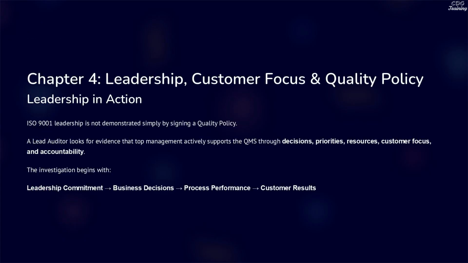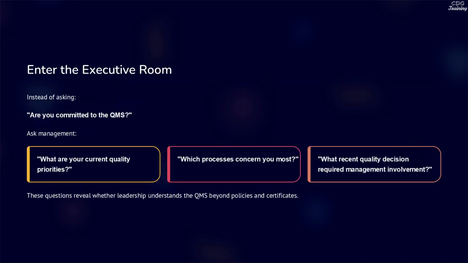ISO 9001 leadership is more than just signing a policy. It involves decisions, priorities, resources, customer focus, and accountability. A lead auditor seeks evidence of these in action. In the executive room, ask about current quality priorities, concerning processes, and recent decisions requiring management involvement. These questions reveal true understanding beyond policies.